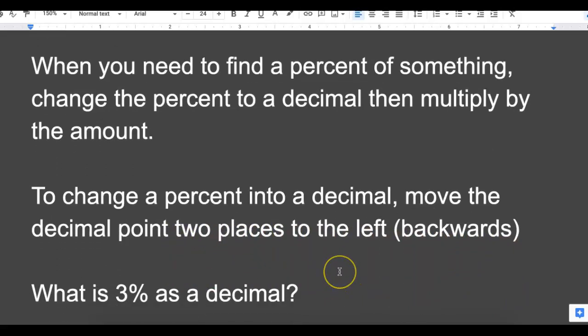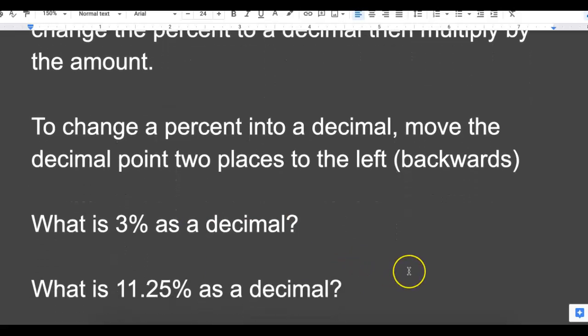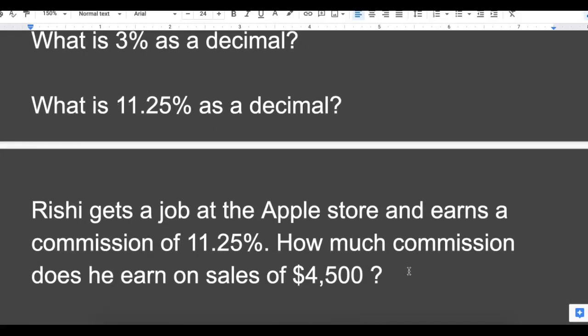So what is 3% as a decimal? And what is 11.25% as a decimal? So Rishi, my buddy Rishi gets a job at the Apple Store and earns a commission of 11.25%. How much commission does he earn if he sold $4,500 worth of Apple products?